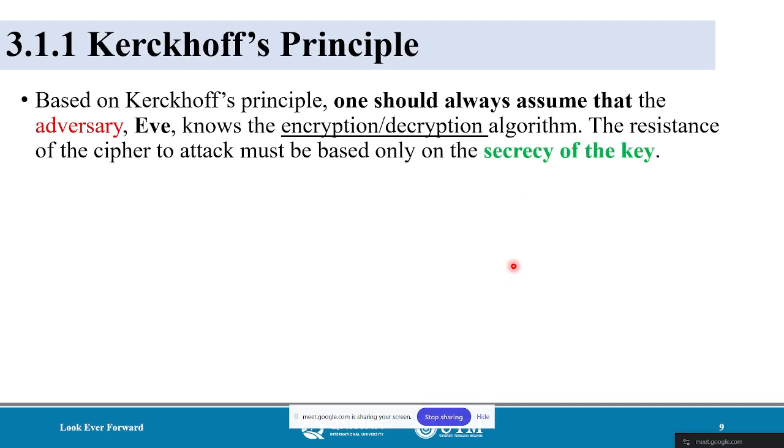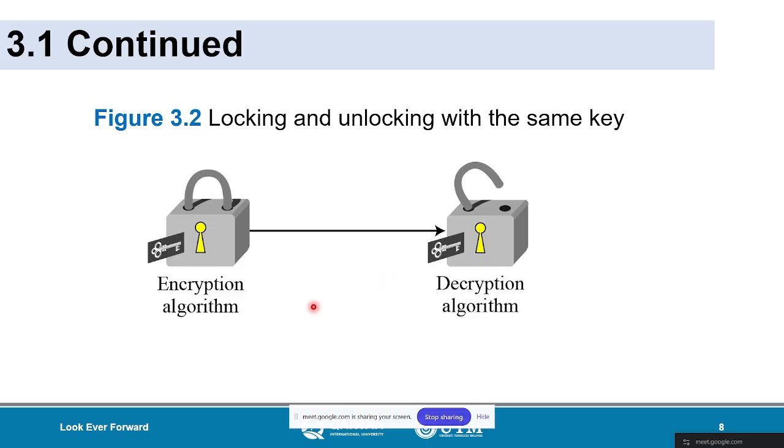And based on Kirchhoff's principle, one should always assume that the adversary, or Eve, the person that wants to hack us, let's say, knows the encryption and decryption algorithm. The resistance of a ciphertext to attack must be based only on the secrecy of the key. What does it mean? It means that Mr. Bob should always consider that the encryption and decryption algorithm is out there and everyone knows it. However, he needs to make sure that the key will not be exposed. No one knows what the key is.